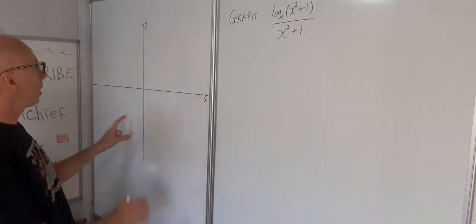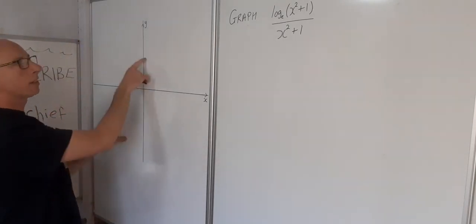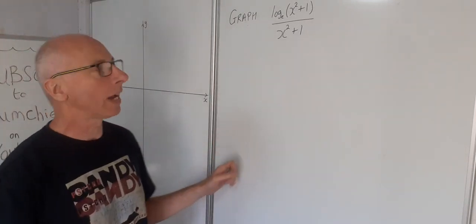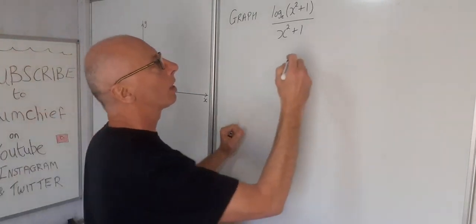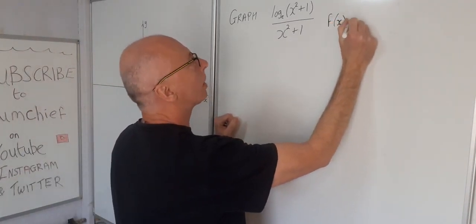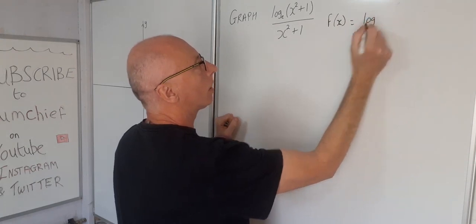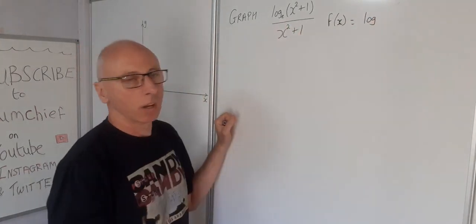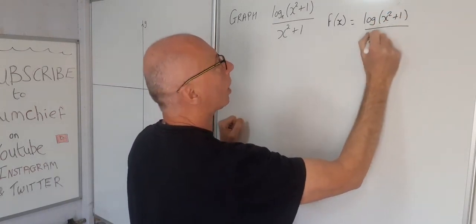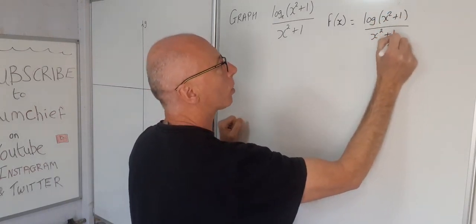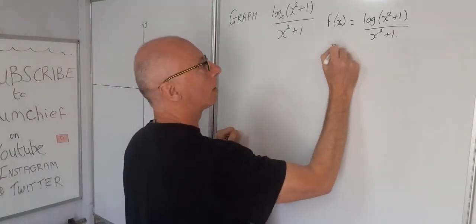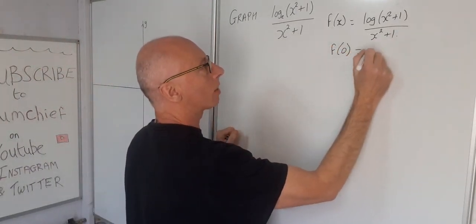So when x equals 0, we're going to find where we will intersect the y-axis. So let's just plug in 0 for x and see what happens. So I'm going to assign f of x as log, now we know it's log base e, so I'm just going to write log for now, x squared plus 1 over x squared plus 1. So now when x equals 0, we want to know what f of 0 is.